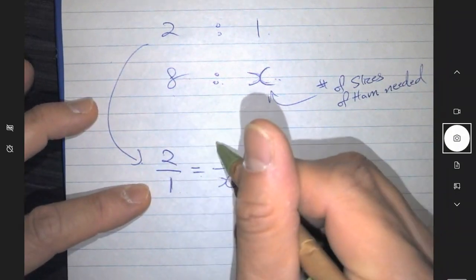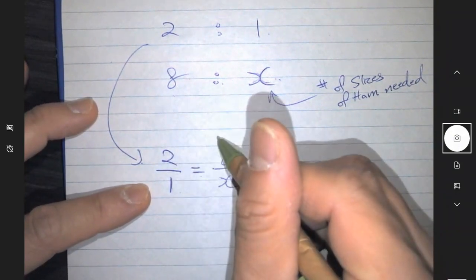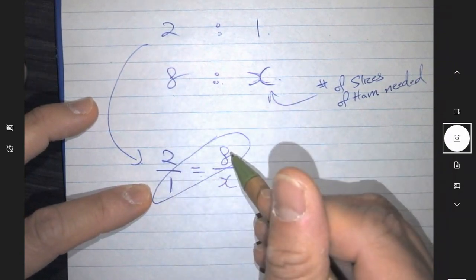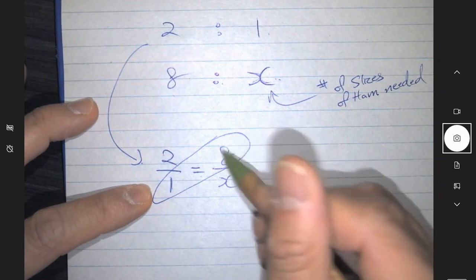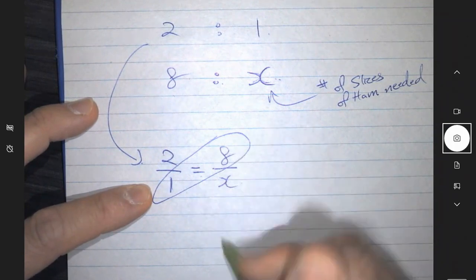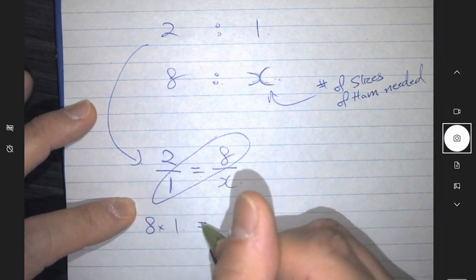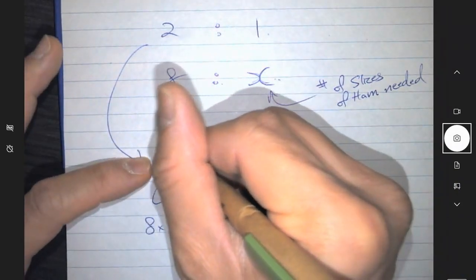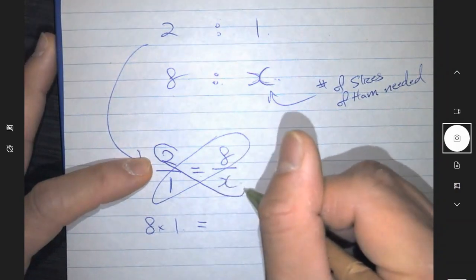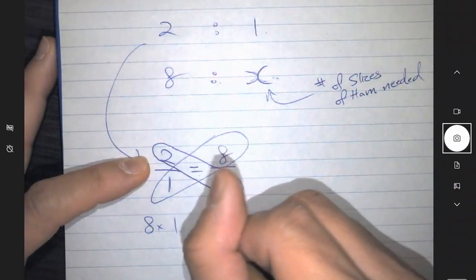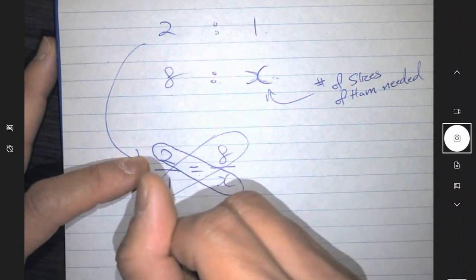Okay? Now, when you do cross multiplication, what you do is this. You basically go across the equal sign. So this term on the bottom here will multiply the term of the numerator on the opposite side. So you have 8 times 1 equal this top term 2 multiplied by the bottom term x here. 2 times x. Okay.